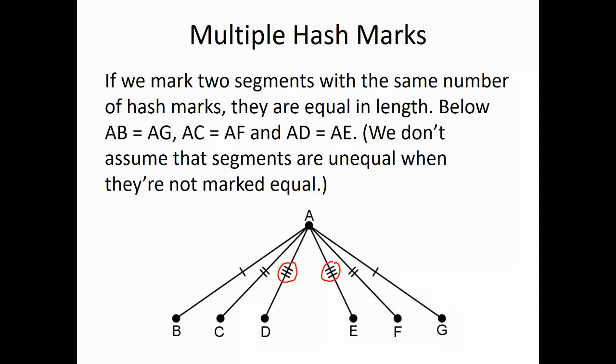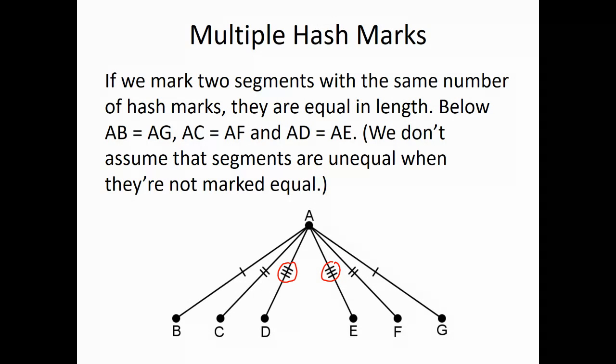Be careful about how you read hash marks. Yes, if two segments have the same number of hash marks, then they do have the same length. However, a different number of hash marks does not mean that the segments necessarily are unequal. So for instance, this diagram does not say that AB and AC are unequal, but it certainly doesn't say that they're equal. So as far as this diagram goes, we just simply don't know whether AB and AC are equal to one another.